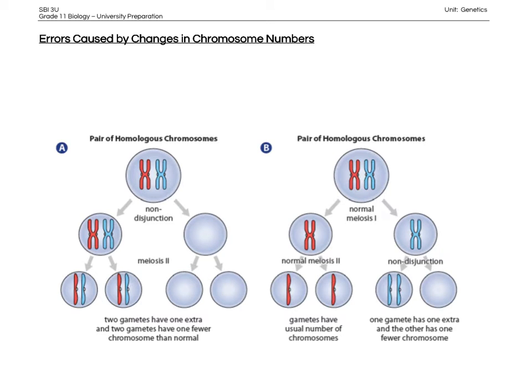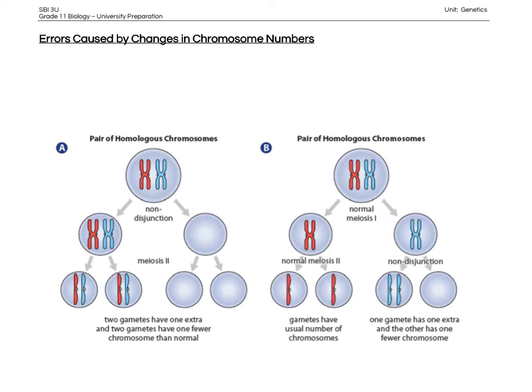Now, I want you to keep in mind that we're only showing one single pair of homologous chromosomes, but of course, if we're talking about humans, we would have 22 other pairs in here, but for simplicity's sake, we're only showing one pair. So this could happen with a single pair of homologous chromosomes, or it could happen with more than one pair.